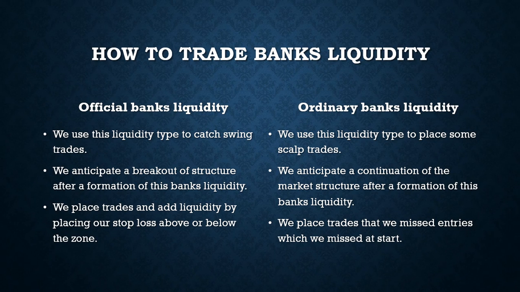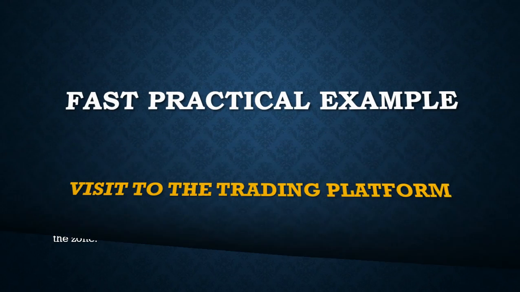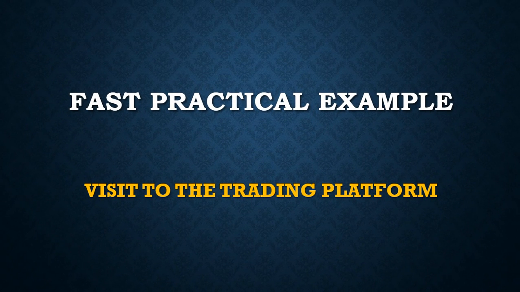Then altogether, the last point is the same for placing trades, but we add liquidity by doing what? By placing our stop loss either above or below the zone. Then on this ordinary side, it gives us an entry whereby if we made a setup and missed the entry at the start. Then okay, let's check this out on our trading platform, and we will be able to identify these zones.